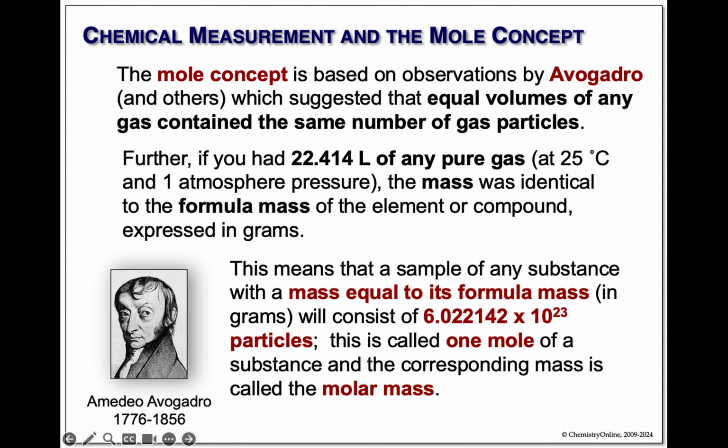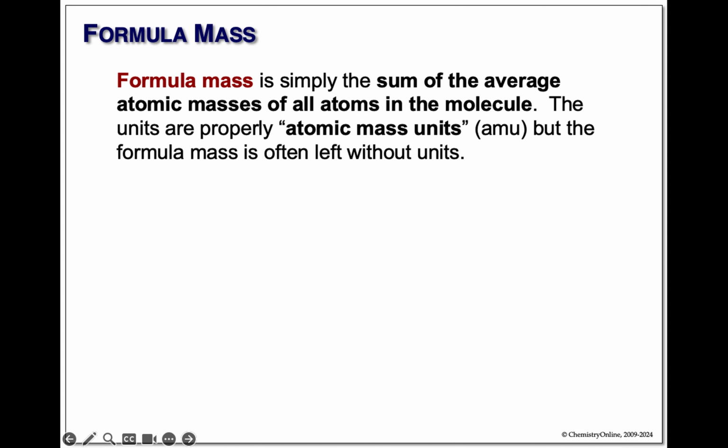What this basically means is that a mass equal to the formula mass of anything will contain 6 times 10 to the 23rd particles. That's 1 mole. The formula mass in grams is called molar mass. Now, what's a formula mass? Simply the sum of the average atomic masses of everything in the molecule. Technically, the units are atomic mass units, AMU, but formula mass generally is presented without units.